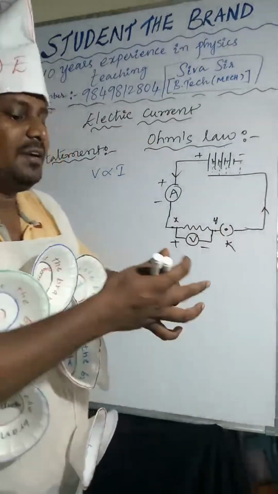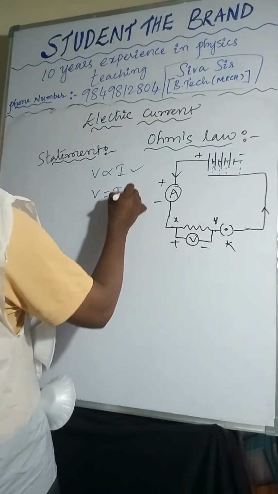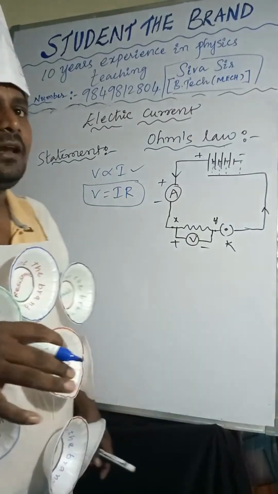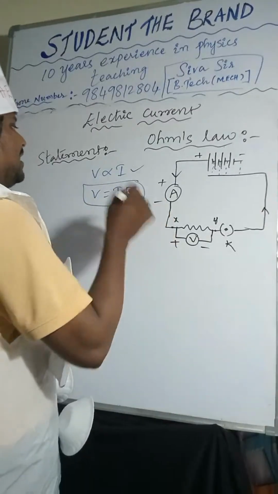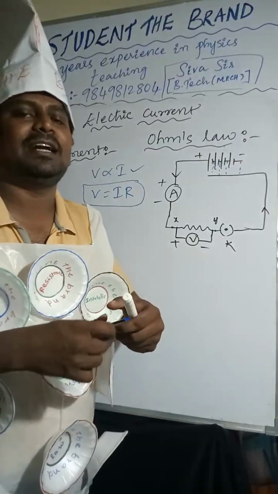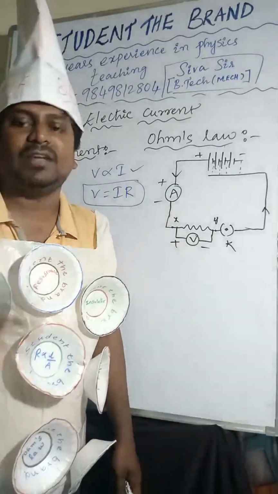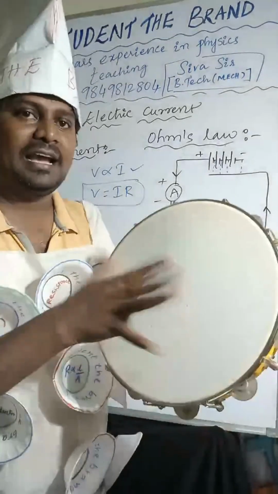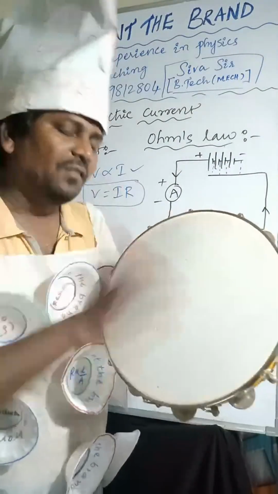V is directly proportional to I. V equals IR. Very important. I already said, this statement will come in the exam. This statement, again I'm saying, is very important.